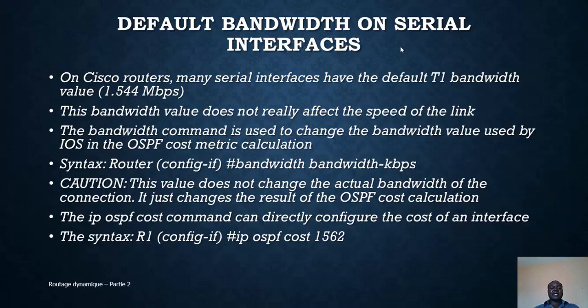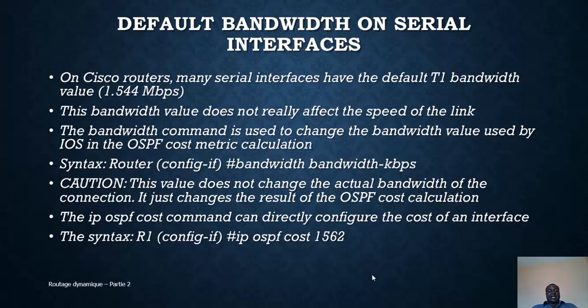The default bandwidth on serial interfaces: on Cisco routers, many serial interfaces have a default T1 bandwidth value. This bandwidth value does not really affect the speed of the link. The bandwidth command is used to change the bandwidth value used by the IOS in the OSPF metric cost calculation, and the syntax will be router(config-if)# bandwidth kilobits per second.